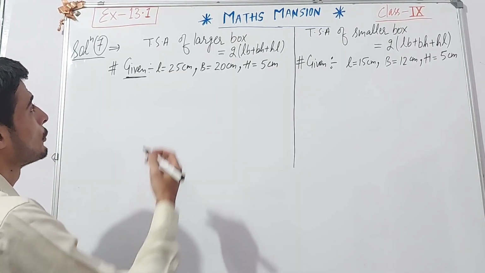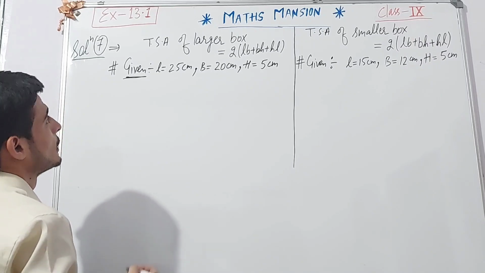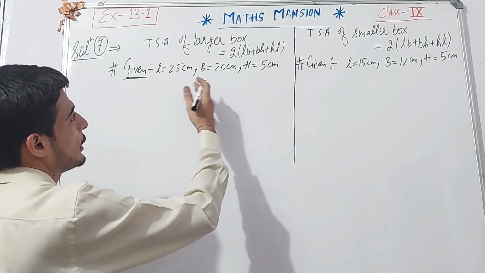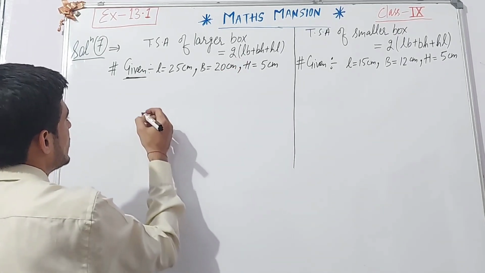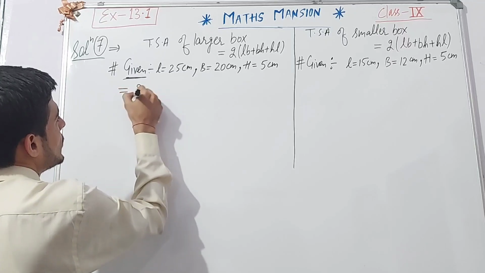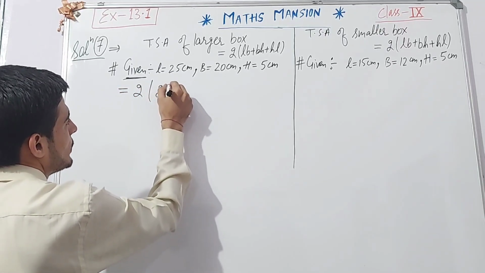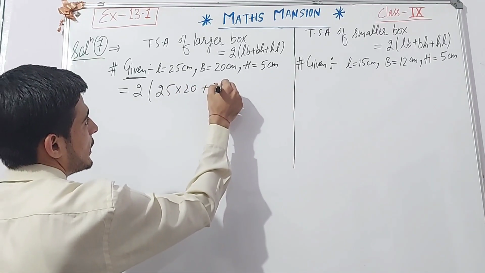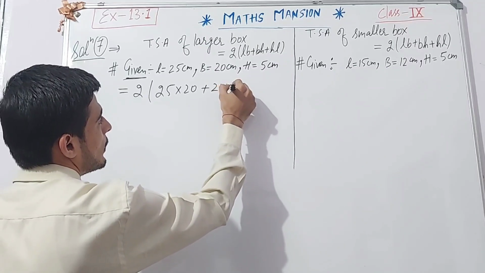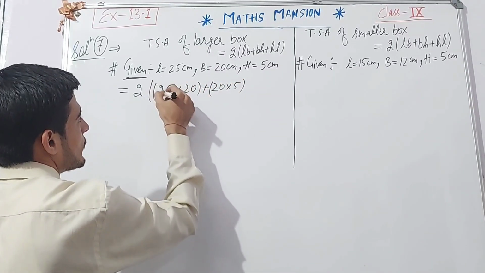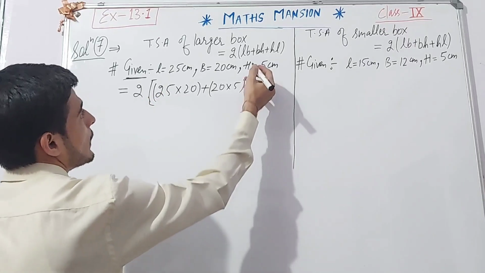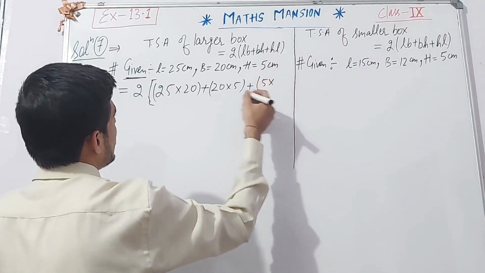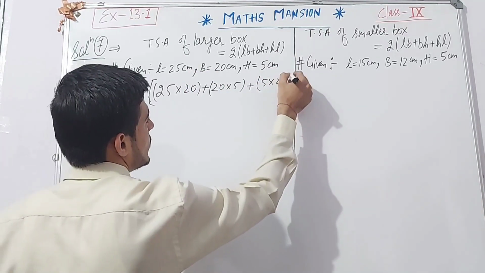First of all, we are going to find the total surface area of the larger box. Using the formula 2 into (LB plus BH plus HL) and putting all these values in this formula, we will get 2 into, in the place of length I'll put 25 centimeter, breadth 20 centimeter, again breadth 20 centimeter, height 5 centimeter, and again height 5 centimeter multiplied by length 25 centimeter.